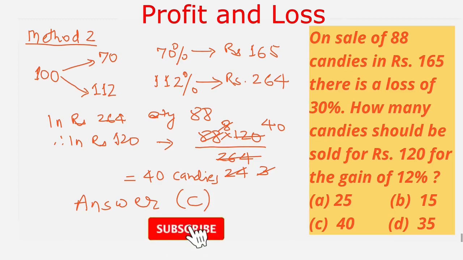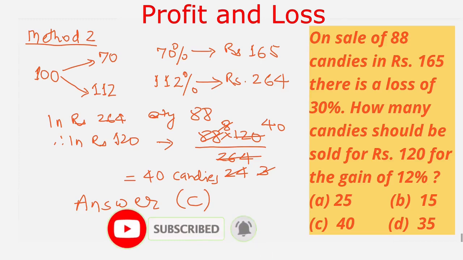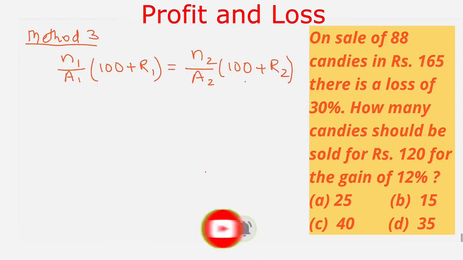Now we solve this question by the shortcut formula method. Our formula is N1 upon A1 into 100 plus R1 equal to N2 upon A2 into 100 plus R2. Here N1 is the number of articles sold for amount A1 and R1 is the profit at which it is sold. It may be a loss also. R1 may be profit or loss. Similarly, R2 can be profit or loss. If it is profit, we will take it as plus. If it is loss, we will take it as negative or minus.